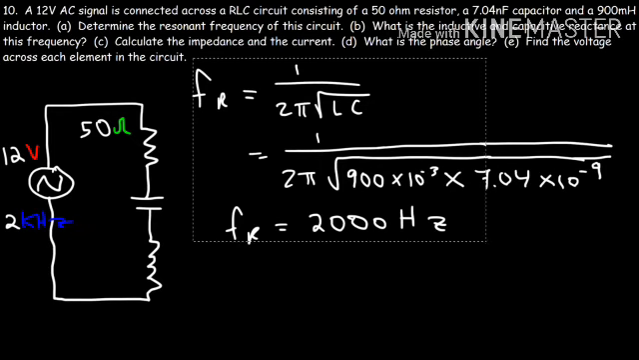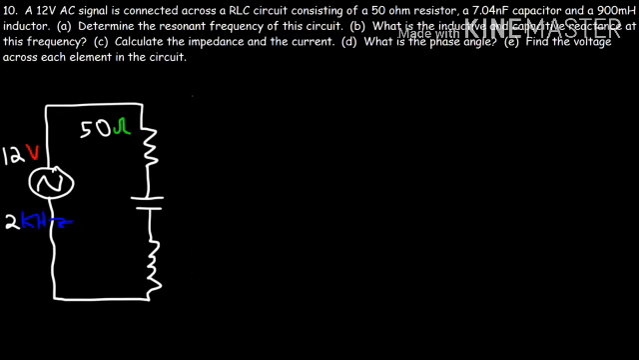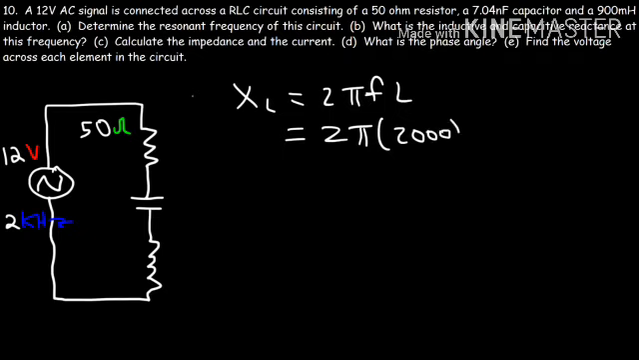Now let's focus on part B. What is the inductive and capacitive reactance at this frequency? So let's start with the inductive reactance, which is 2 pi F times L. So that's 2 pi times a frequency of 2000 hertz times the inductance, which is about 0.9 henries, or 900 times 10 to the minus 3.